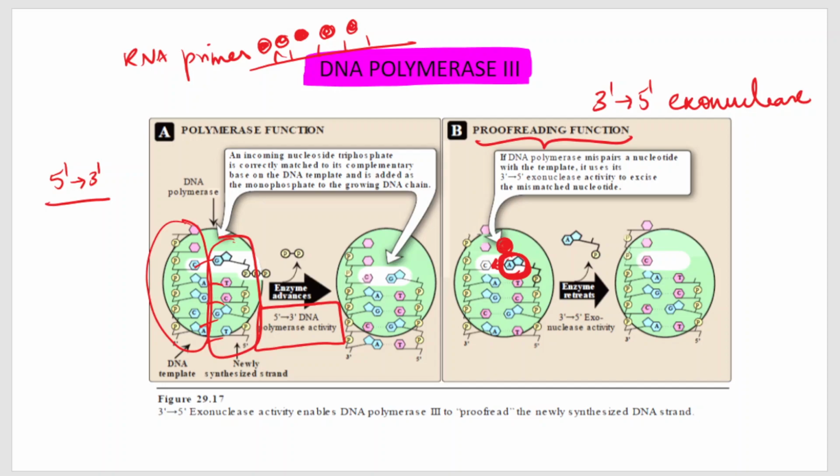If it is not complementary to the parental strand, then we have to remove it, right? So removing is done by the 3 prime 5 prime activity. It is going back and removing the nucleotide. That is why it is 3 prime 5 prime exonuclease activity. So the nucleotide which is added, which is not complementary to the parental strand, is removed from the strand. This is also done by the 3 prime 5 prime exonuclease activity of DNA polymerase 3. So how many functions does DNA polymerase 3 have? It has 5 prime 3 prime polymerase activity and 3 prime 5 prime exonuclease activity. These are the two functions of DNA polymerase 3.